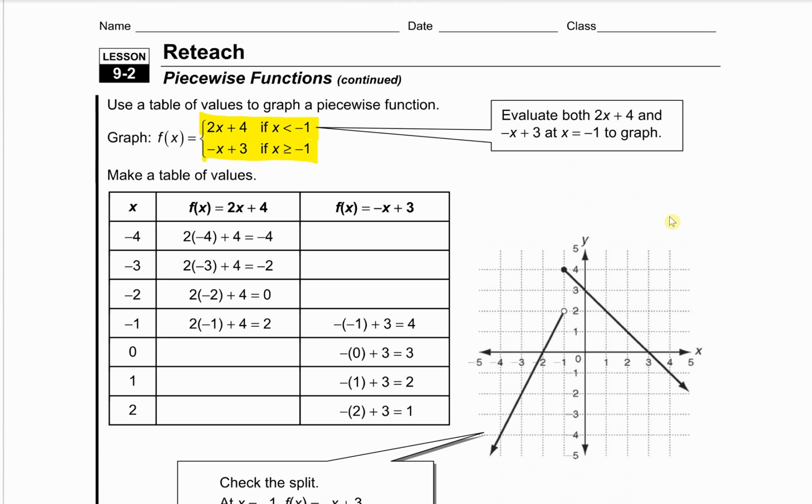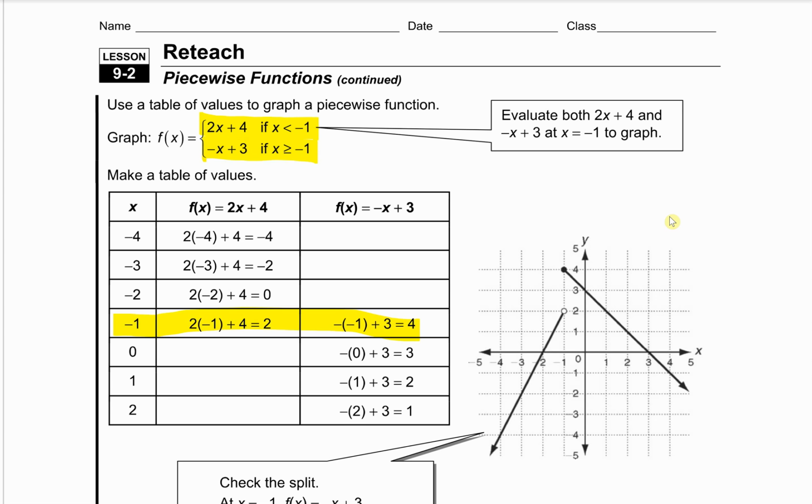They're both linear, so we're going to pick values less than negative 1, and then we're going to pick values that are greater than negative 1, or greater than or equal to, and we're going to figure them out. Now, this is the interesting part right here. What do you do at negative 1, since negative 1 shows up in both these intervals?